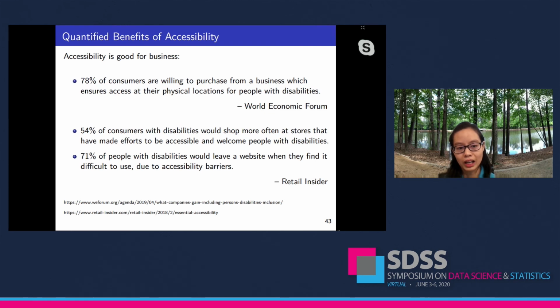And on the contrary, more than 70% of people with disabilities would leave a website when they find it difficult to use because of accessibility barriers. So making the physical location and the internet website accessible has a lot of benefits. They have the potential to generate more business revenue due to the increased willingness of people to purchase products.